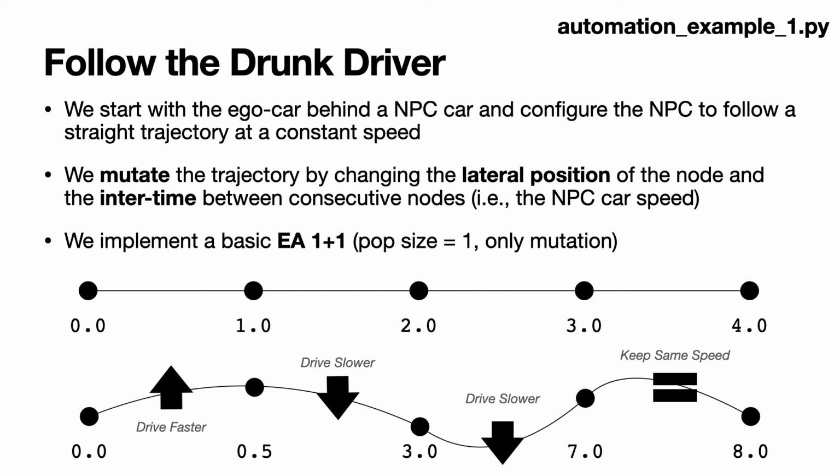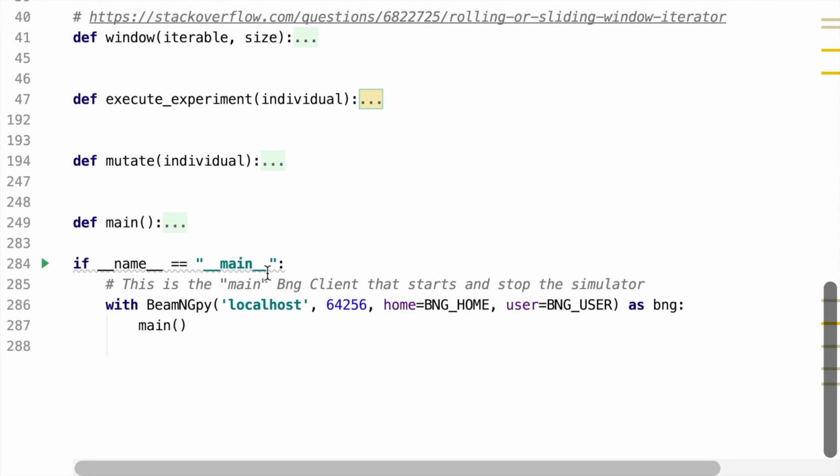So we can increase the speed, decrease the speed, keep the speed the same, and turn left and right. For the fun of it, I'm going to implement and show a basic evolutionary algorithm, 1+1. There's going to be only mutation. The population size is 1, and at every execution we mutate the individual, we execute it, and we compare it with the previous individual, and then we keep the best of the two, and then we repeat. So let's see how it works.